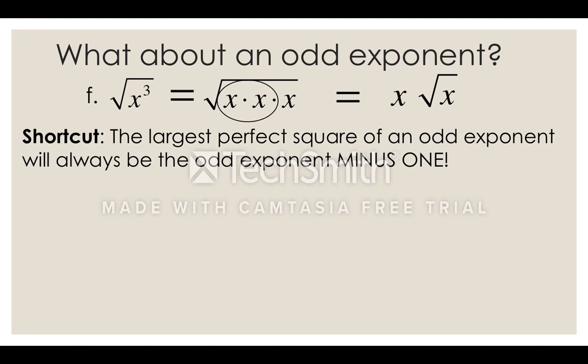Our shortcut is that the largest perfect square of an odd exponent will always be that odd exponent minus 1. And then we can use that trick with the even exponents. So if we have the square root of y to the 7th, we can rewrite that as square root of y to the 6th times y, because the largest perfect square that goes into y to the 7th is going to be 7 minus 1, which is 6. And we have one more y left over. Now we know that we can take 6 divided by 2 and get y to the 3rd. And then we have a y left over under that square root sign still.